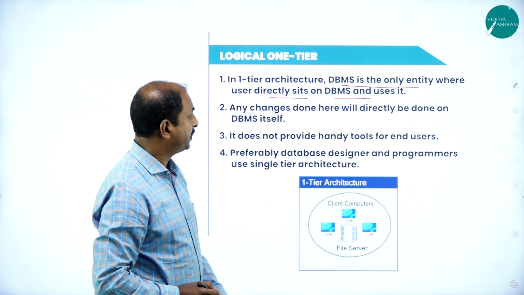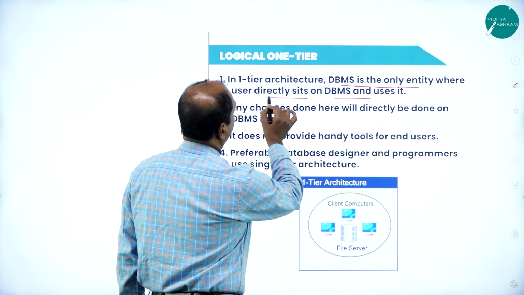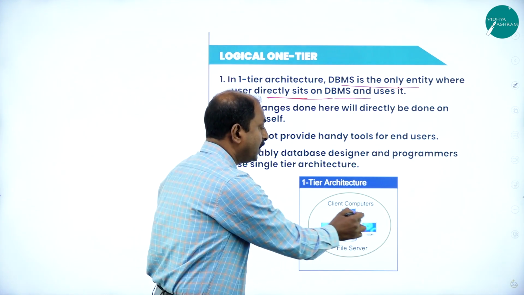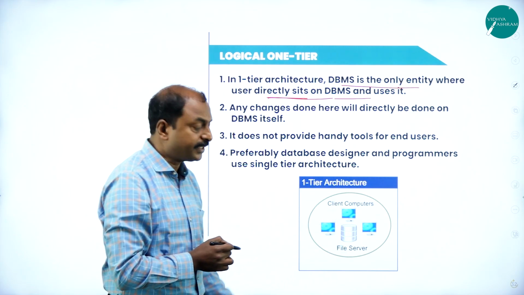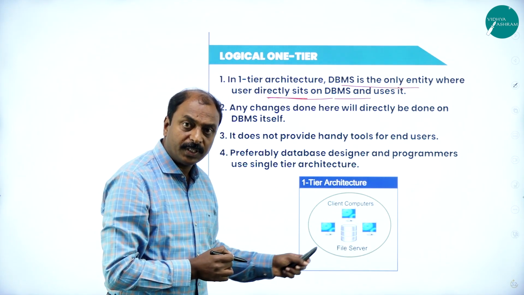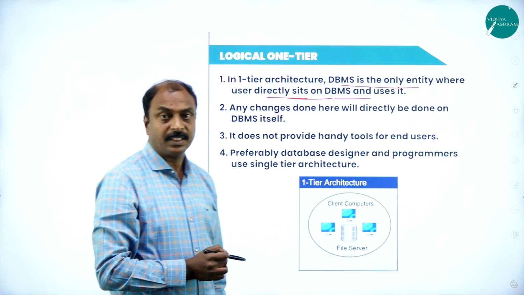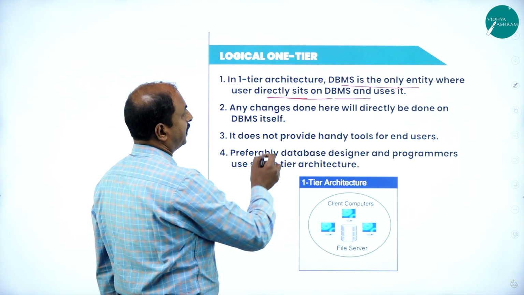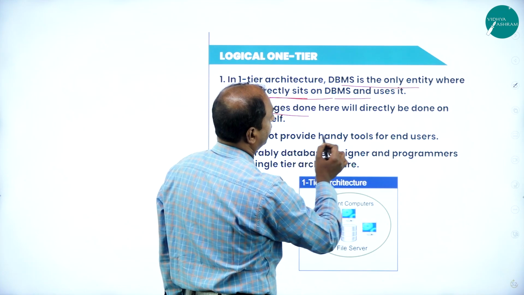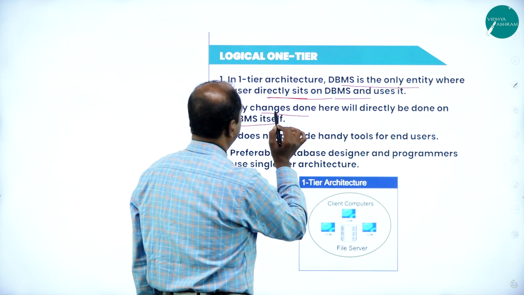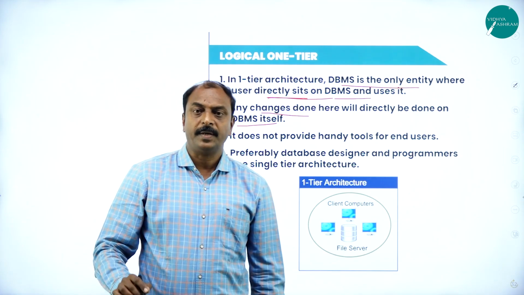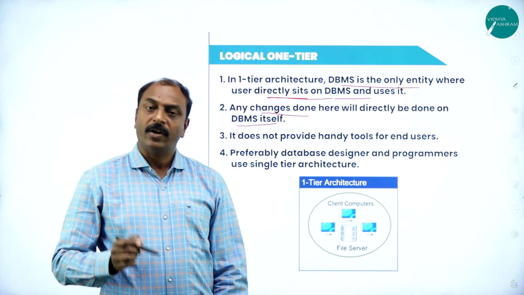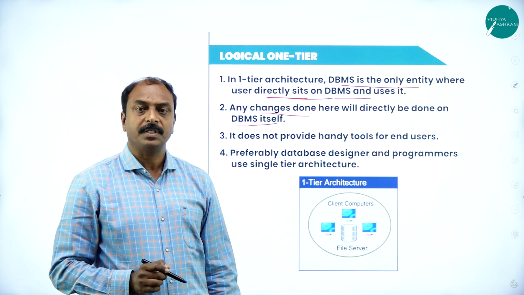So in one-tier architecture, the meaning is the user directly sits on the DBMS. The systems or the computers or the users, in this example there are three users, will work directly with this DBMS. That is the meaning of the user sitting on the DBMS. Any changes done here will directly be on the DBMS itself. Whatever the changes made by the users here, it directly is going to affect the data in the DBMS or in the database.